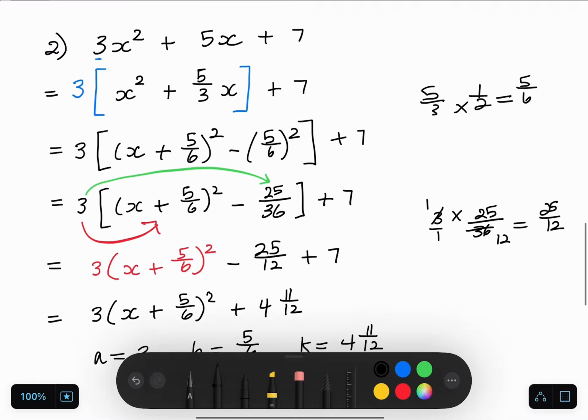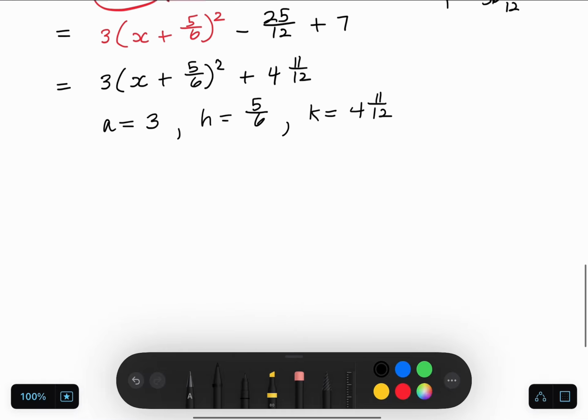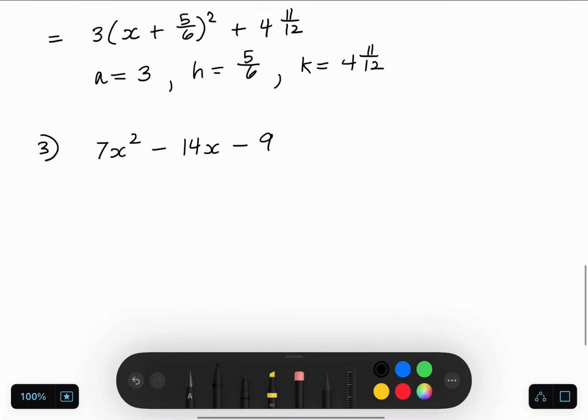All right, so let's look at one more example. Say we have 7x squared minus 14x minus 9. And we need that in the form a by x plus h squared plus k, right? So again, you cannot completely square unless the coefficient of x squared is 1. So to make the coefficient of x squared 1 here, we have to factor out the 7, right?